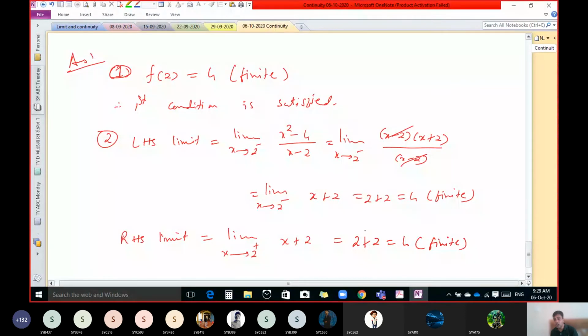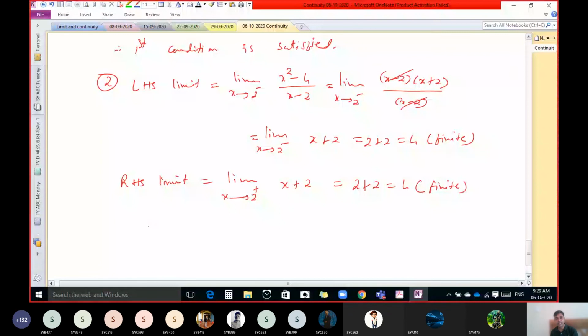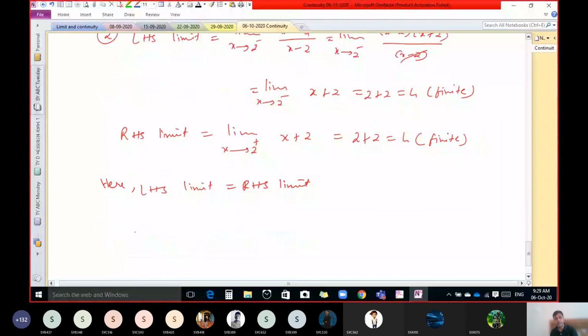And now because these two are the same, we can say that left hand side limit equal to right hand side limit. Here left hand side limit equal to right hand side limit. Therefore, limit x tends to 2, f of x equal to 4.